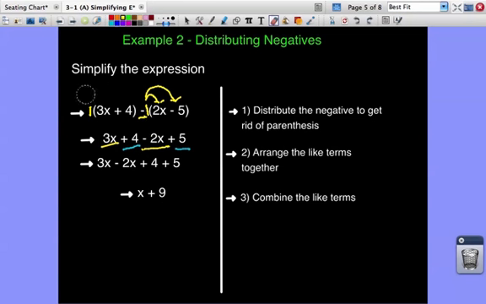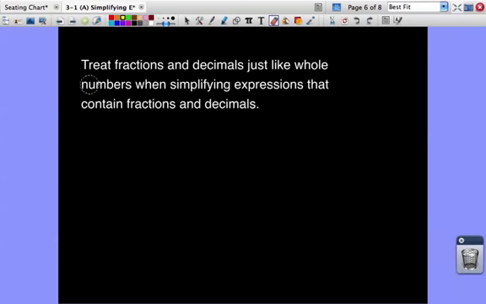And that's pretty much it, you guys. That's how we simplify expressions. The biggest thing is to distribute, then rearrange everything so you can combine your like terms. One more thing I want to talk about real quick is fractions and decimals. They are the exact same thing, same exact process, no different.